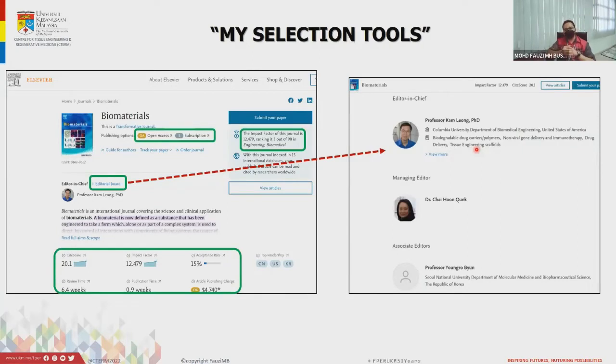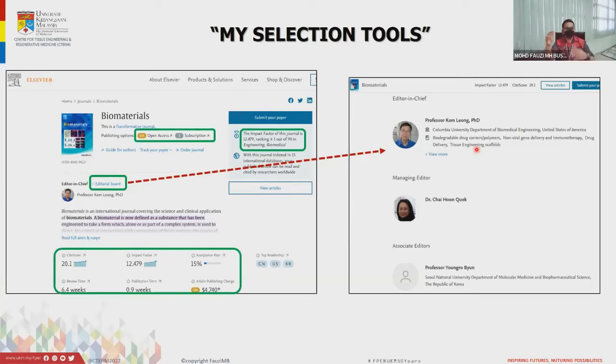Okay, next. Like I mentioned to you, you already capture which journal will be the best suitable for your particular original paper or review paper. So try to go to the website and identify their performance in terms of how long it will check.